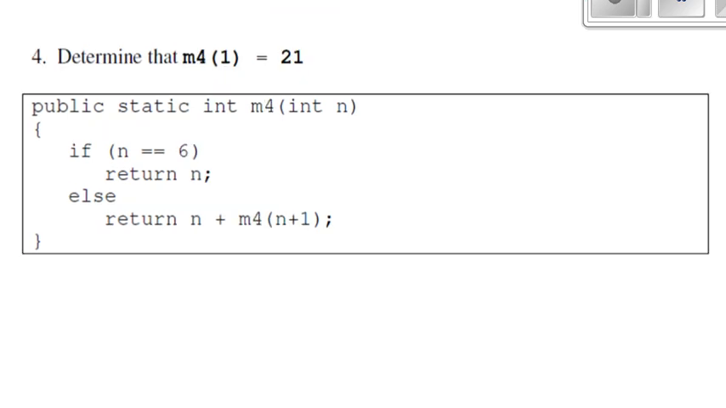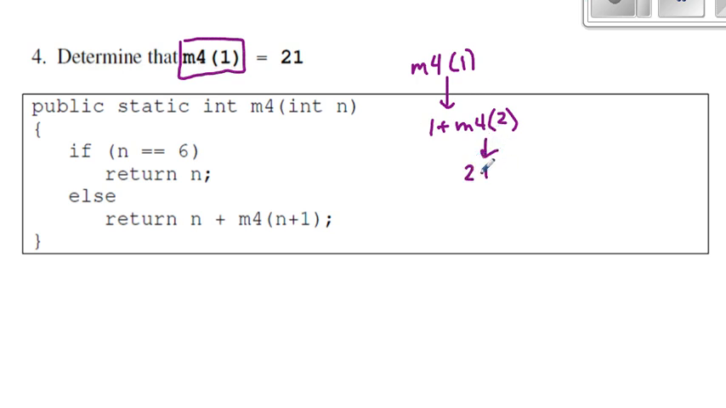All right, let's do one more together. So here's our next one. We've got m4 of 1 equals 21, and this time our base case is not 1, it's 6. So we're going to start off with this, and they told us the answer is 21. So here we go. M4 at 1. My base case is not 6, so I go down here, and I'm going to take n. My n is 1, so 1 plus m4, and I'm adding this time, so 1 plus 1 is 2. I can't figure this out till I know the answer to this. So n is 2 plus m4 of 3.